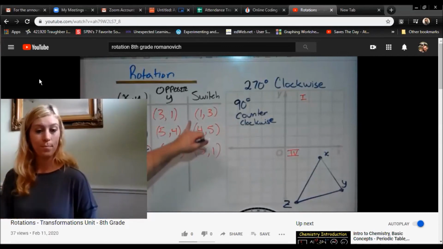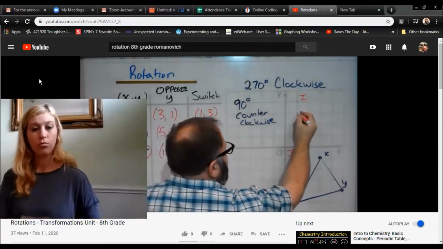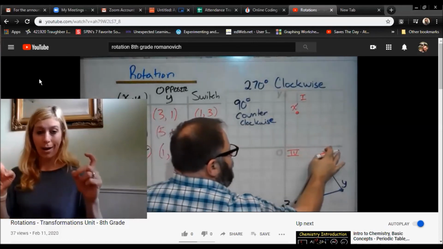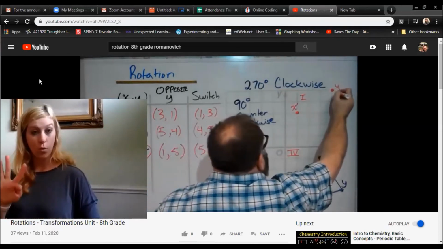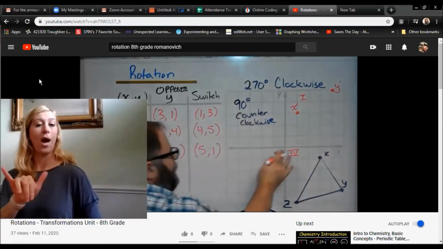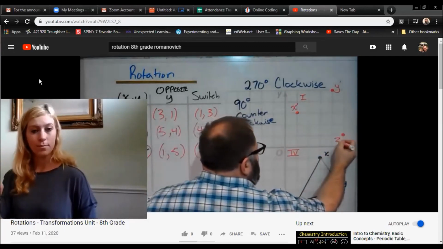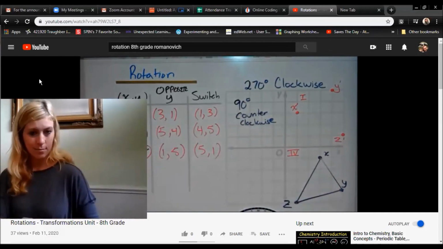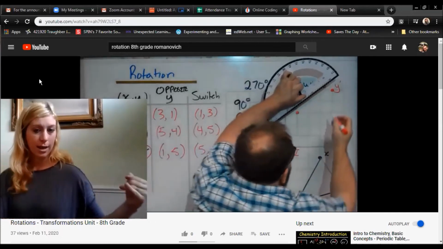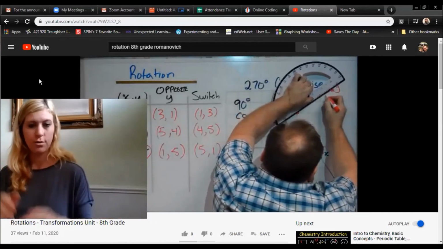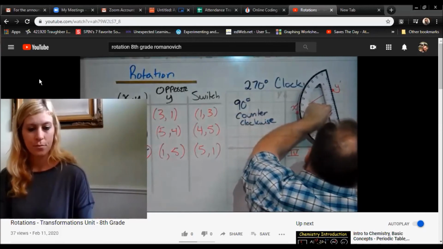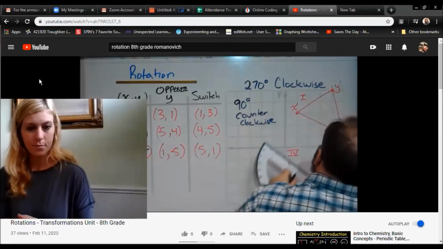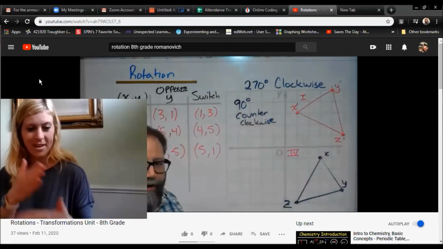Let's draw it. We've got 1, 3. There is my x prime. 4, 5. 1, 2, 3, 4, 5. There is my y prime. And 5, 1. There is my z prime. Let's put in our lines. Itty bitty protractor. On there, and then straight, and then there. On there, and then straight, and then there. On there. Stop looking at my bald spot. Okay, fine. There we go.